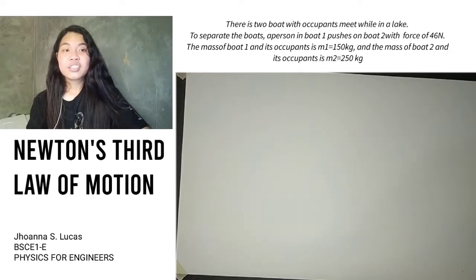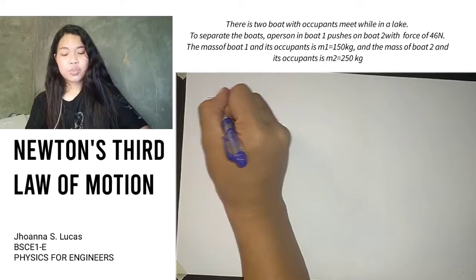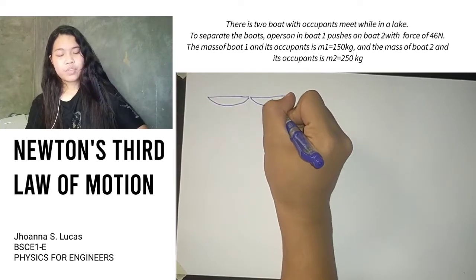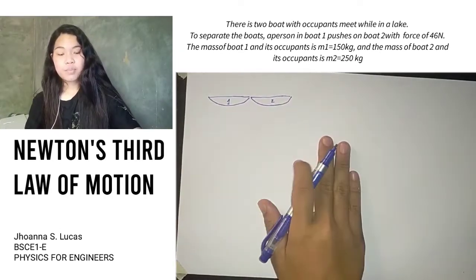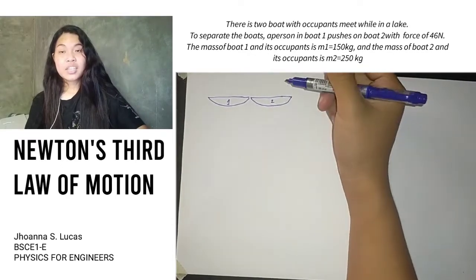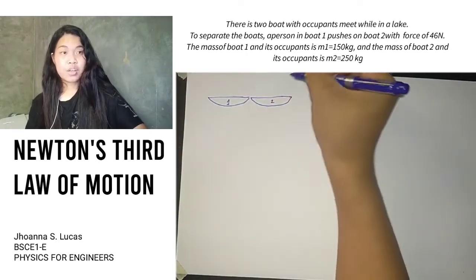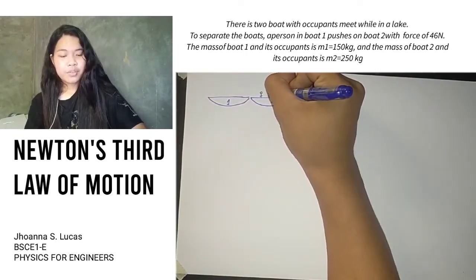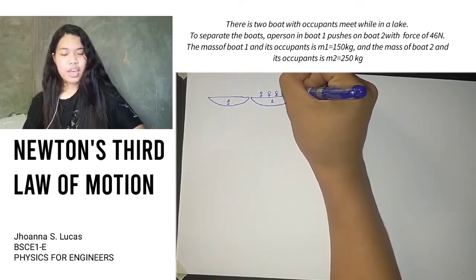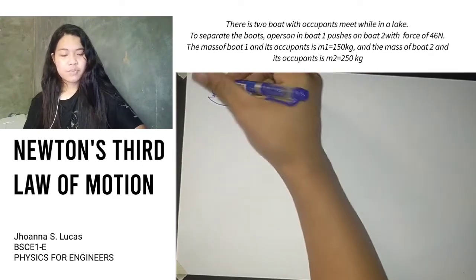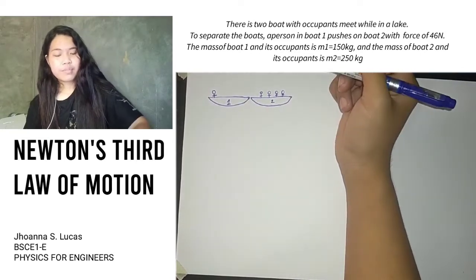Since it says there that there are two boats that meet, the person from boat 1 pushes boat 2 to separate it. This will be boat 1 and this will be our boat 2. Since our boat 2 is heavier than boat 1, it means that there are more people on boat 2. So let's draw maybe 4 persons in boat 2, and in boat 1 we will just draw 2 persons, since boat 2 is heavier than boat 1.